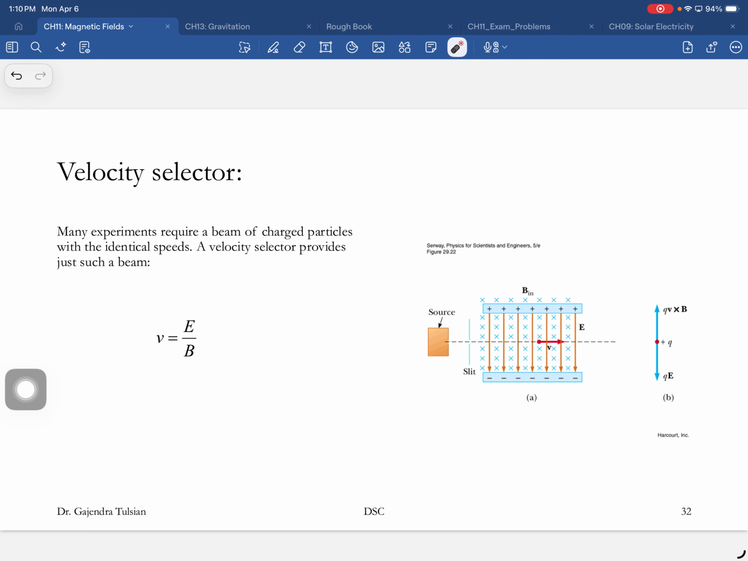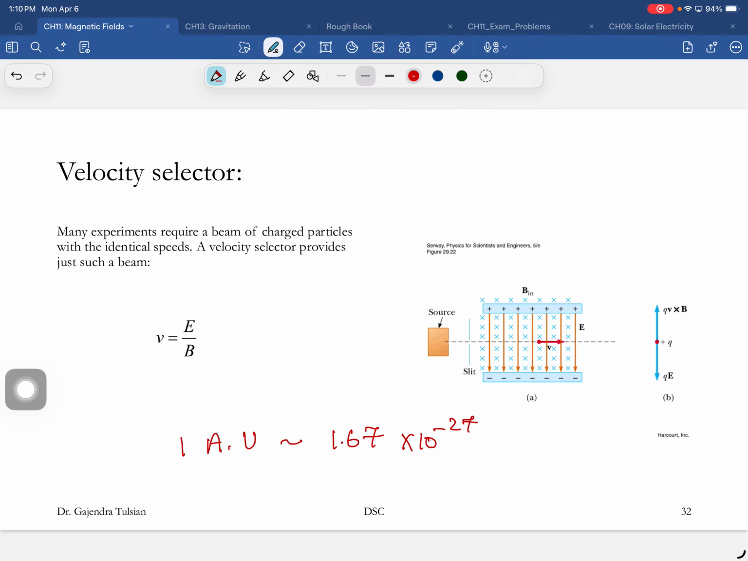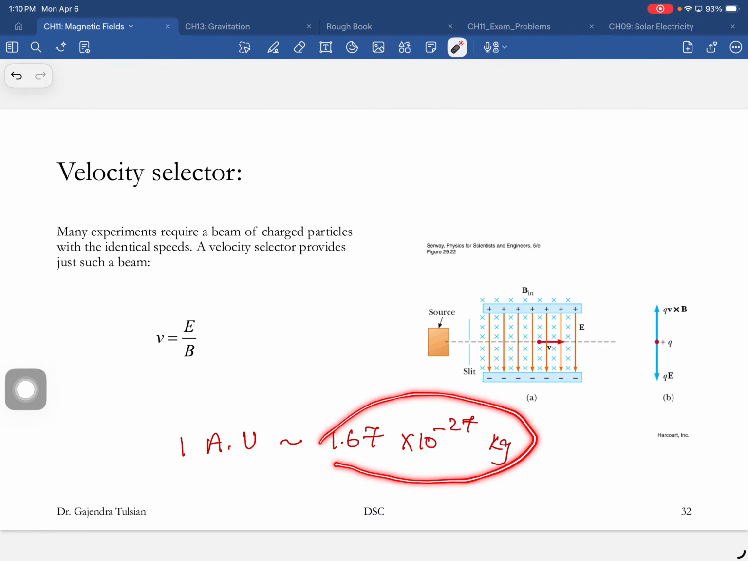Okay. What is the mass of the hydrogen atom? What's the mass? 1 atomic unit, which is about 1.67 times 10 to the minus 27 kg. How did they get that mass? So here's how they weigh all these atoms.